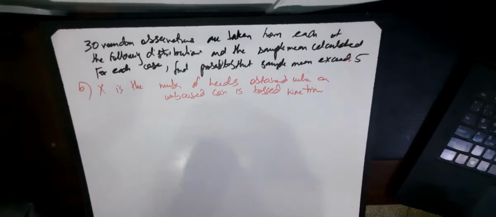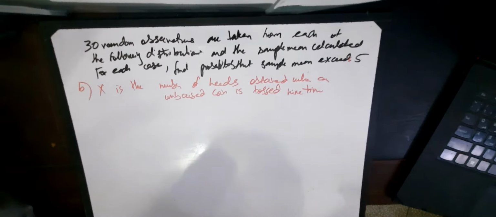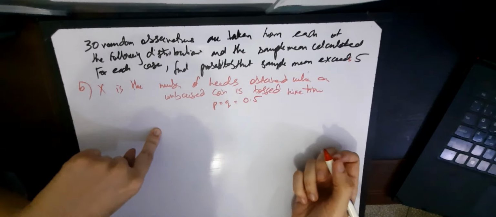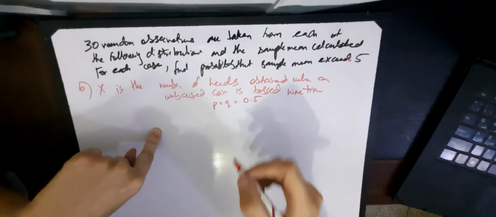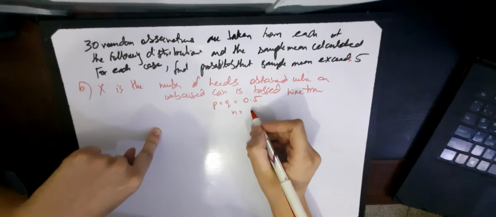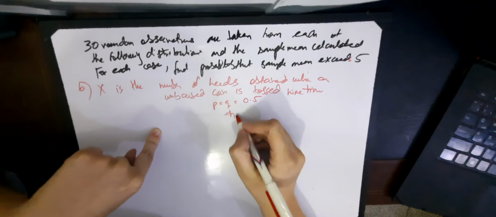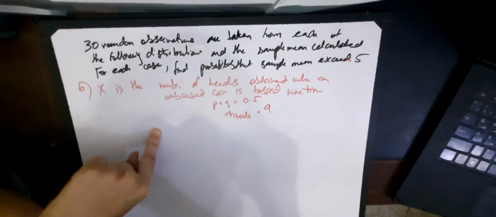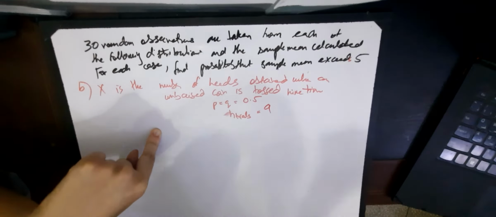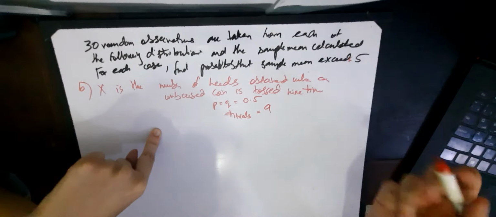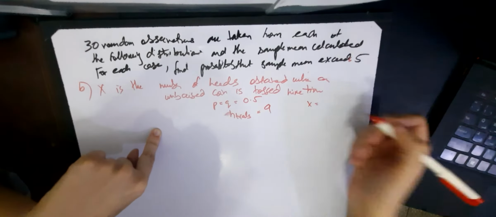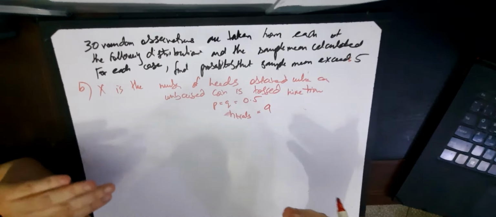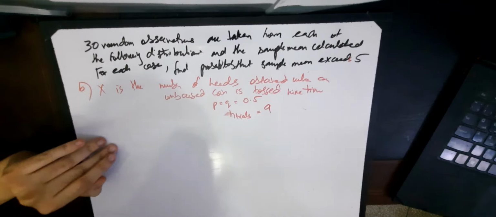So if we are using a binomial distribution, again, why we're using a binomial distribution: you have a fixed P and Q, which is going to be 0.5. You have a fixed number of n trials, which are 9 in this case. And then you're looking at the number of heads obtained when an unbiased coin is tossed 9 times. If I had the value of x, the number of successes that I wanted, I could just plug this into the binomial formula and compute it for that particular case.